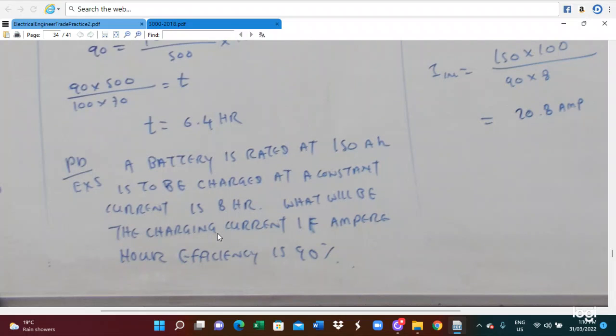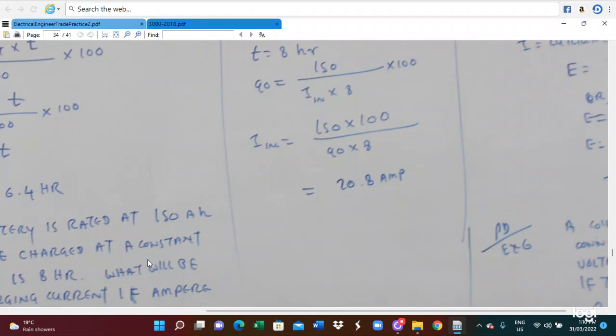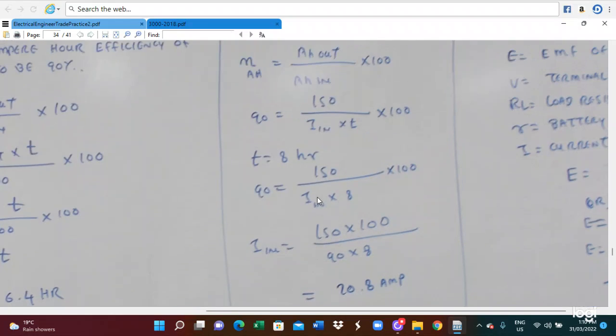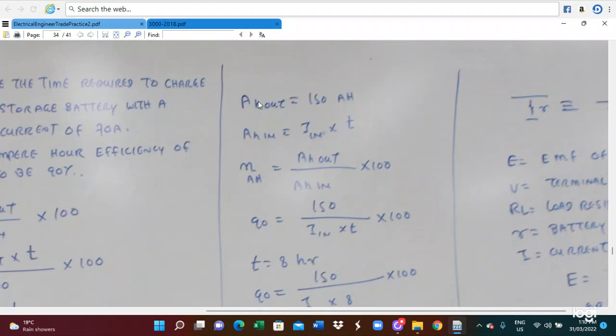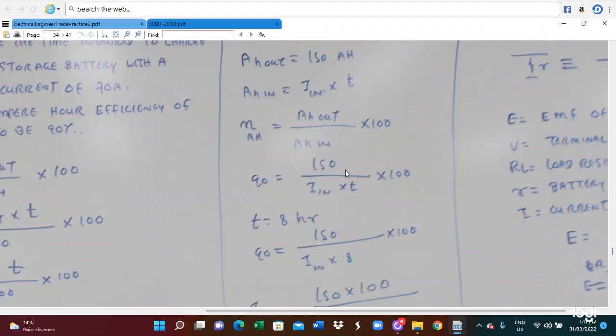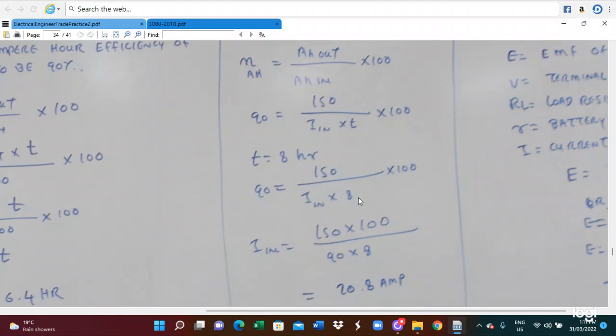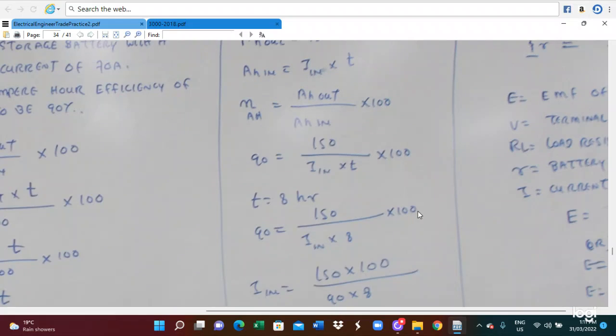The next one is a battery rated at 150 ampere hour, to be charged at a constant current for 8 hours. What will be the charging current if the ampere hour efficiency is 90%? So in this case, we are given the ampere hour output is 150, and ampere hour input is I in multiplied by T. So ηAH is AH out by AH in, times 100. So 90 equals AH out, which is 150, divided by AH in, which is I in multiplied by T, into 100. So T is 8 hours. You substitute here, then you get I in as 20.8 ampere. We have calculated it.